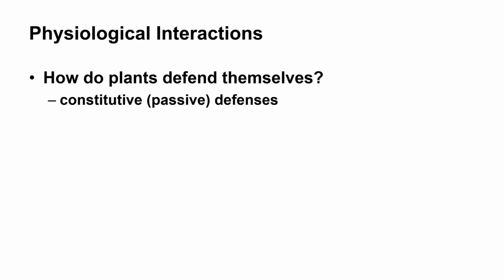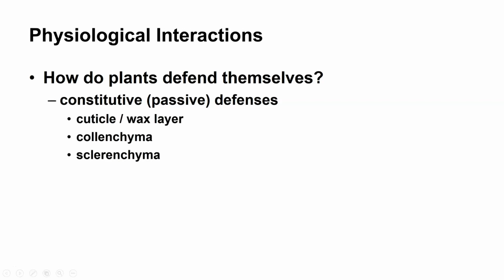Physiological interactions. Let's look at how plants defend themselves. There's a couple of different parts to this. This first part says constitutive or passive defenses. When we're looking at constitutive or passive defenses, we're talking about cuticle and wax layer, and sclerenchyma. These are a little bit tougher for the pathogen to get through. We need to deal with them.